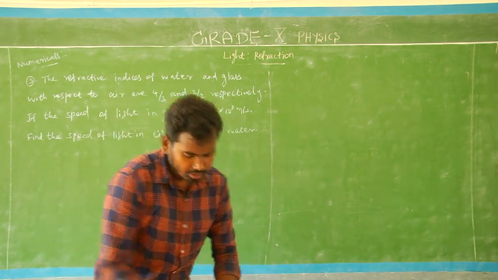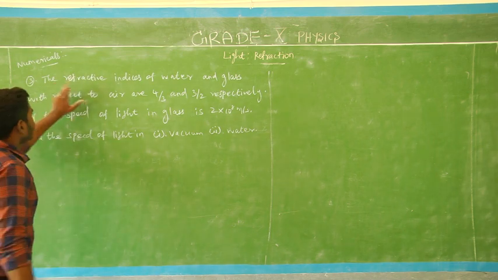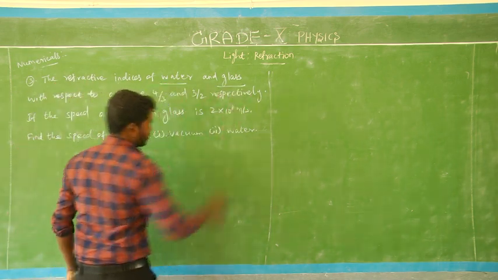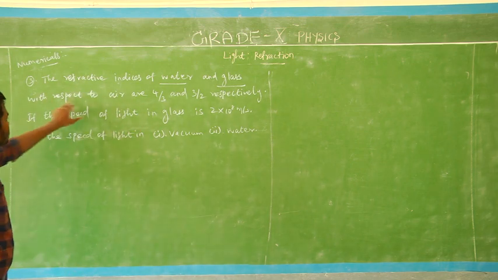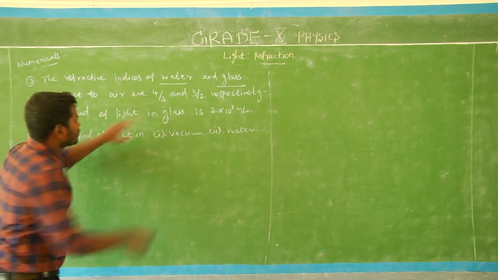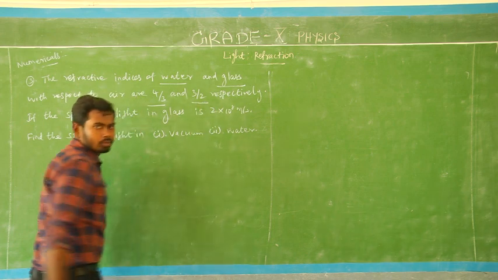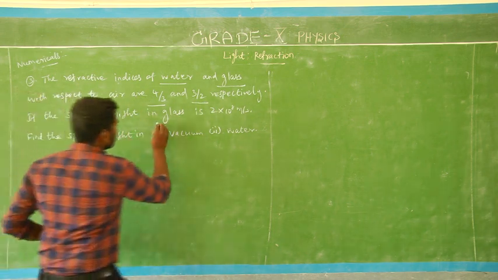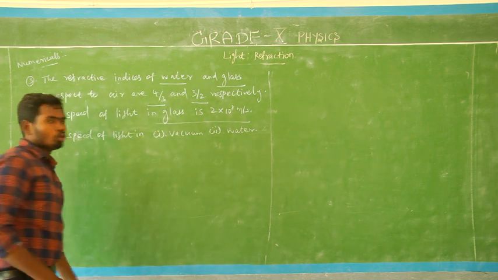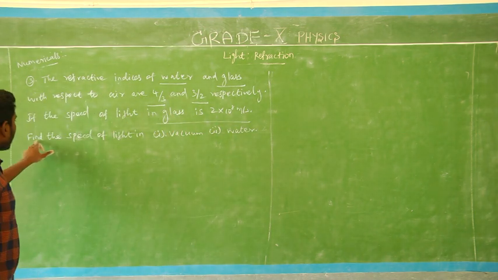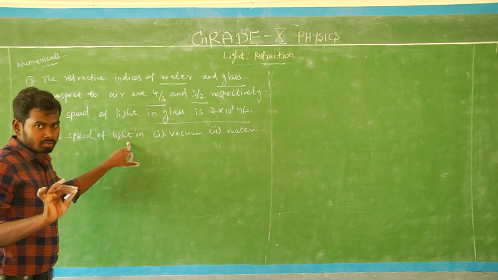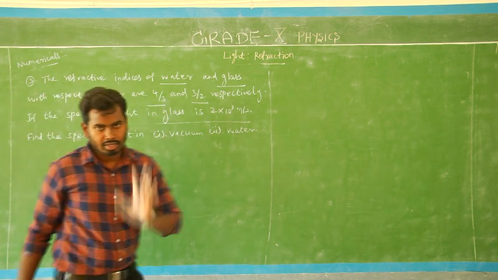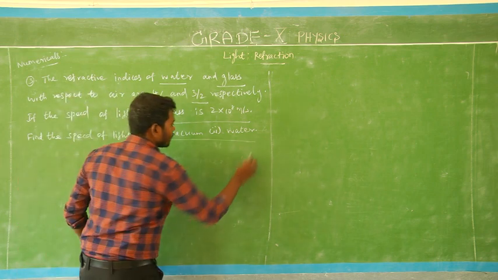Okay, so listen here. The refractive indices of water and glass with respect to air are 4 by 3 and 3 by 2 respectively. If the speed of light in glass is 2 into 10 to the power 8 meter per second, find the speed of light in vacuum and second one water. That is the question. So, solution.